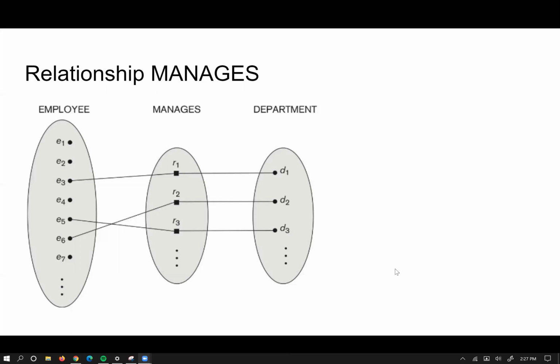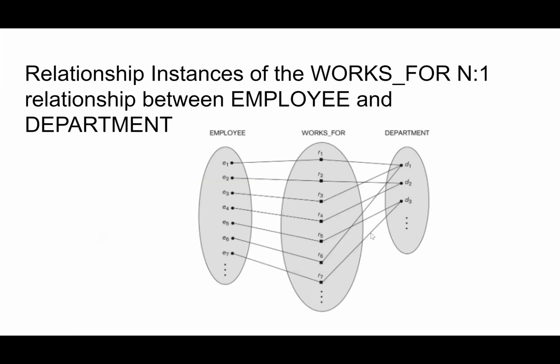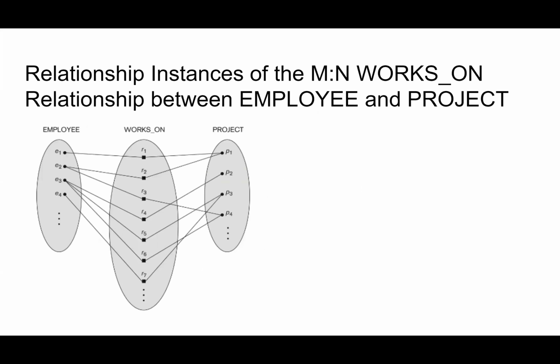Here's an example of the manages relationship. So we have 1 employee managing 1 department. Here we have 1 department linked to many employees. And here we have many employees linked to many projects.